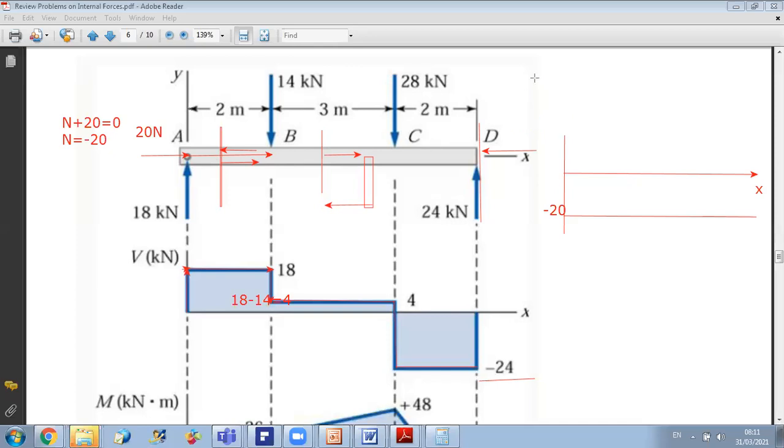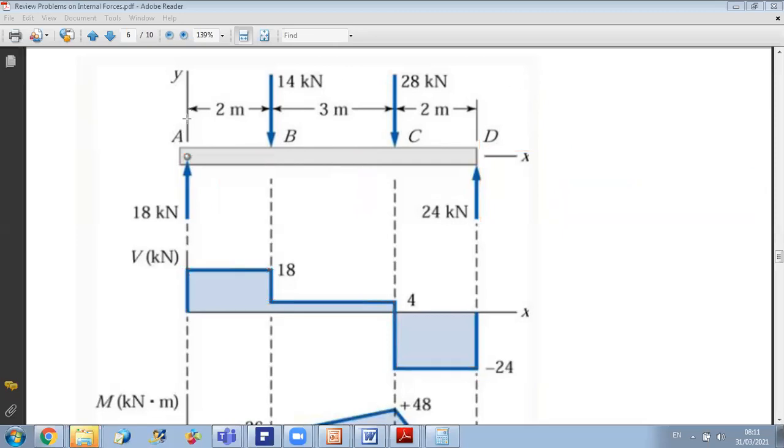Any other question on this? Okay, now we move to the bending moment diagram. For the bending moment diagram, you should look at the shear diagram, and you should look at your beam. Why should you look at your beam? Because sometimes the shear diagram will not be affected by couples. So if you have a couple on your beam, for example here, you cannot see it in the shear diagram.